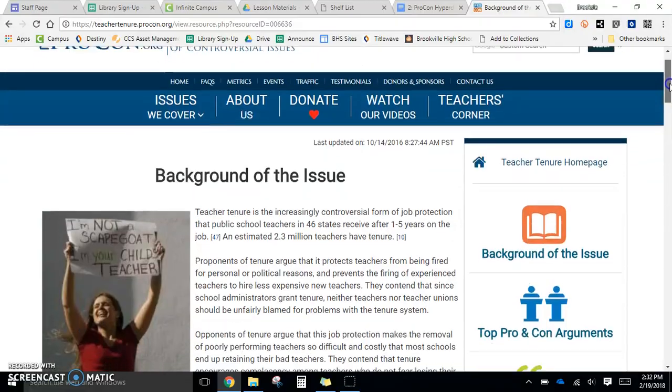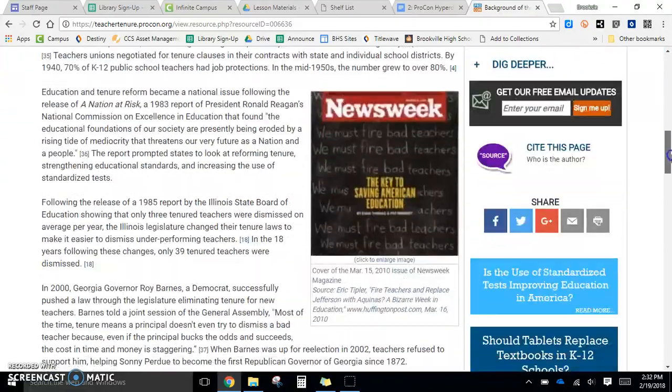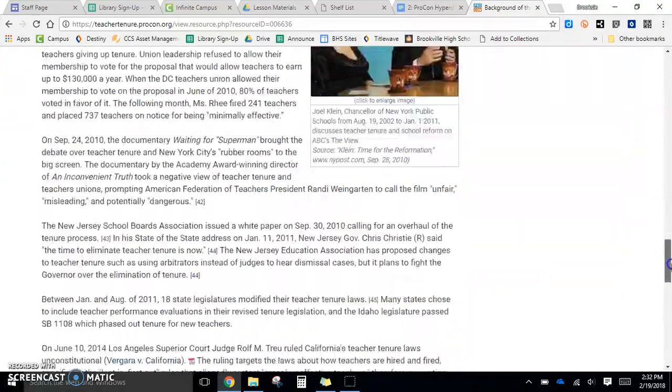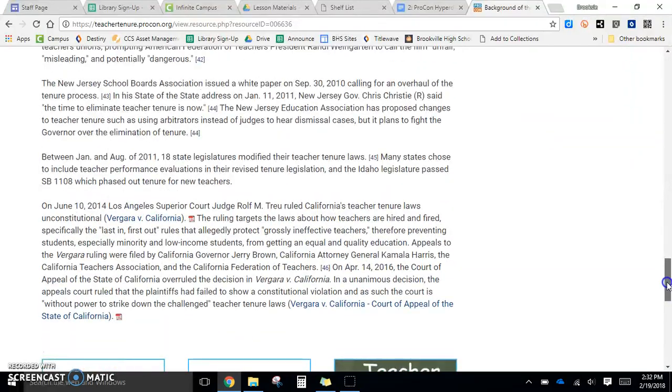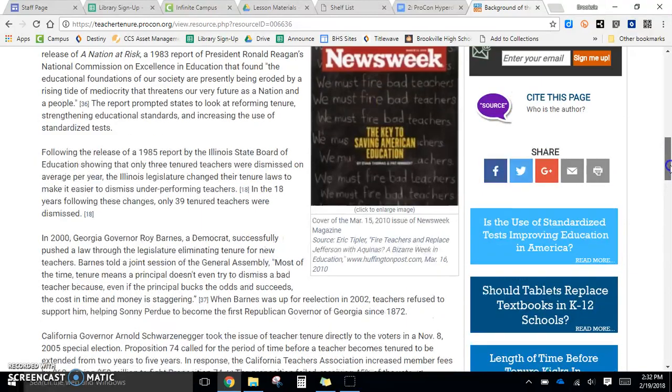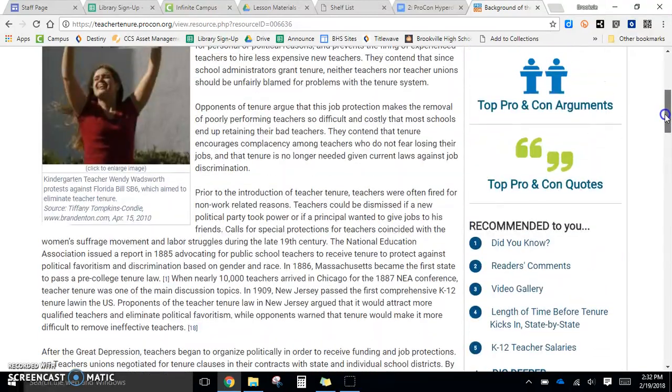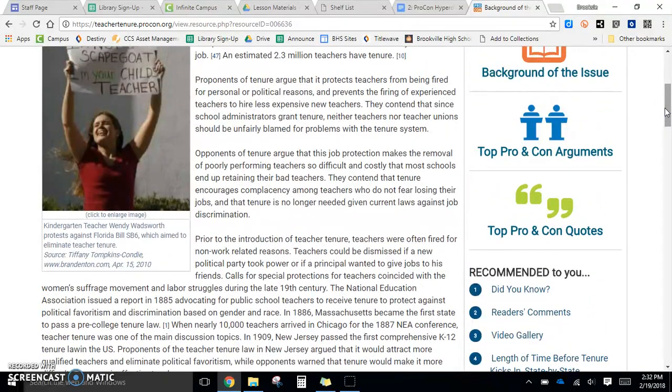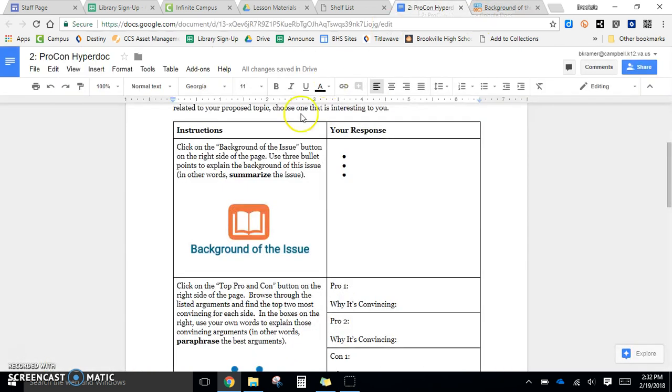And then I've got a pretty lengthy background. The cool thing about procon.org is this stuff is researched like crazy. It is not just random opinions or anything. It is very well researched. That's why they have so few topics, because they do so much research. But the first thing that I need to do here is to skim through the background and use the 3 bullet points to explain the issue.